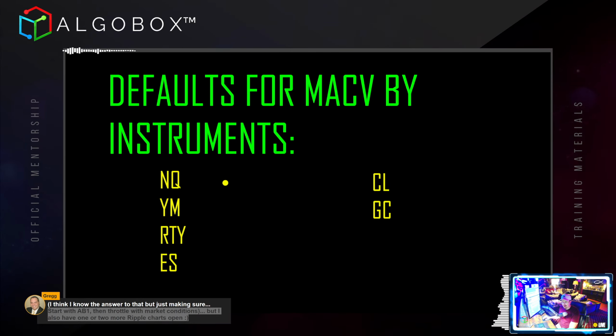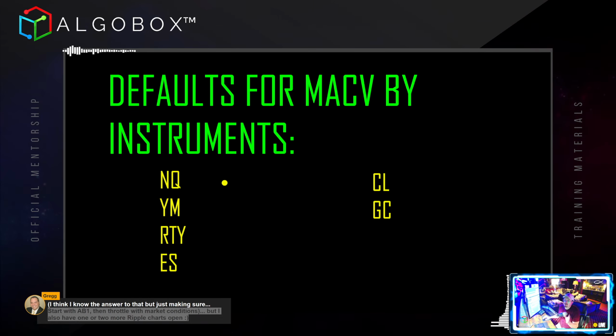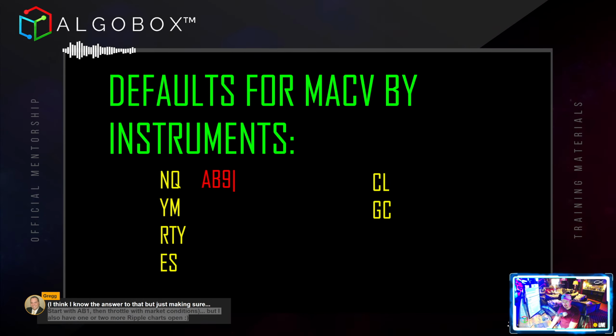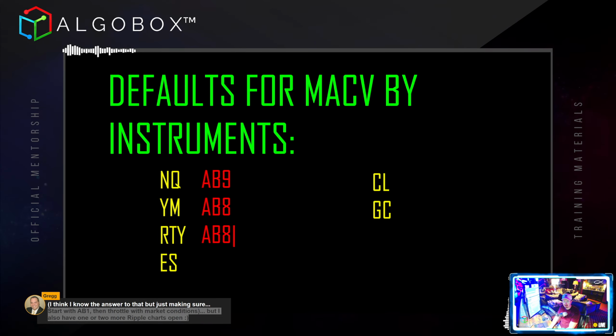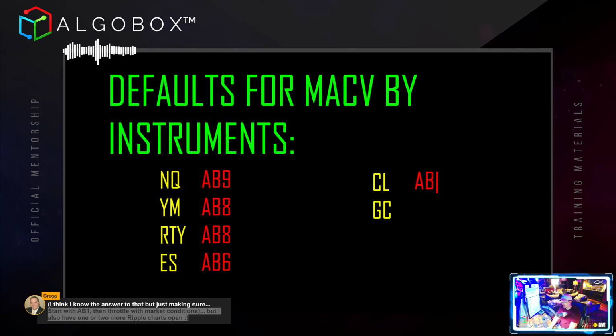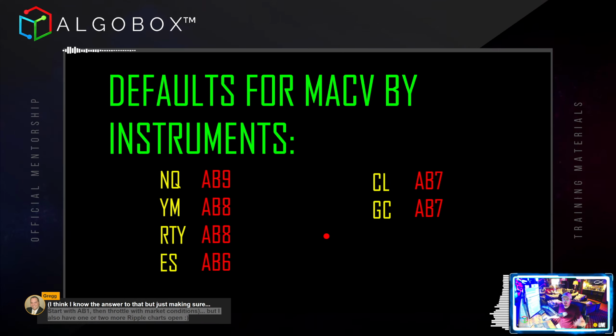Okay, so the MACV local. Remember we talked about local, what you're going to be looking at on the chart itself. You're going to adjust those. And these are already built in internally to the MACV Ultimate. They're already built in this way. So I'll tell you what these are here. For NQ, this is going to be AB9s. This one's going to be AB8s. This one's also AB8. This one is AB6s. Crude oil, AB7. Now these are general guidelines around what you're going to set for these instruments.